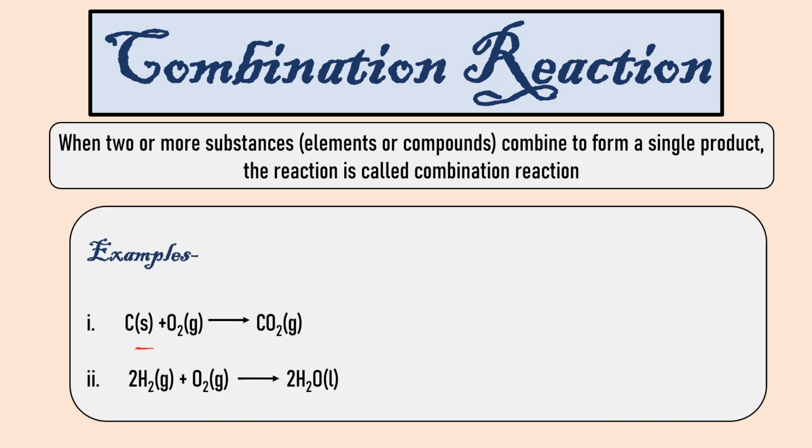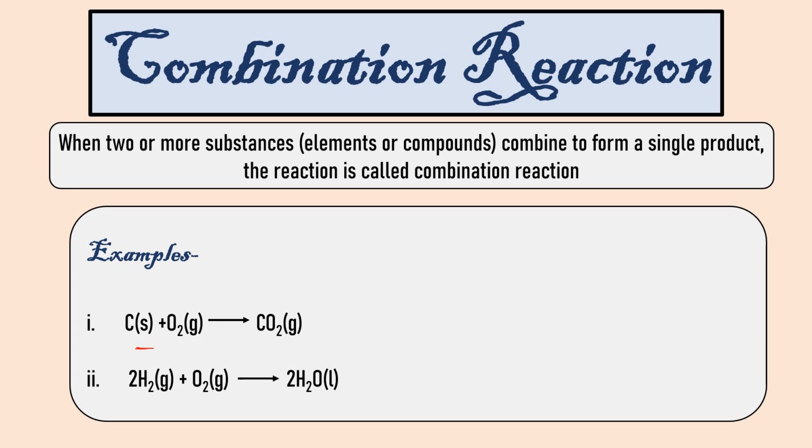Here in the first example, we can see carbon combines with oxygen and gives carbon dioxide gas. One more thing children, here I have written the physical state in the bracket. Carbon is a solid, so small s for solid, and for oxygen and carbon dioxide I have written G because they are gases. Now carbon combines with oxygen and gives a single product, that is carbon dioxide gas.